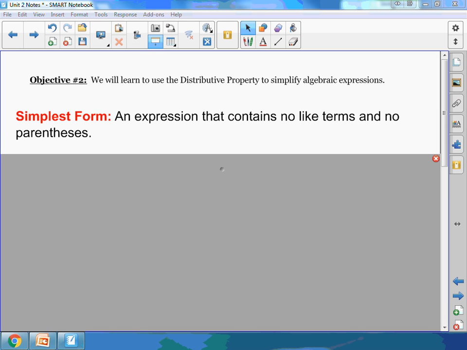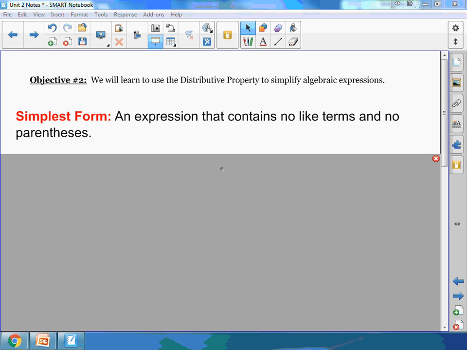So that's the check. When you get an answer that you feel is simplest, check to make sure that those two things are true. Are there any like terms? And if you say no, then check, are there any parentheses that need simplified? And if the answer is no, then you're in simplest form.